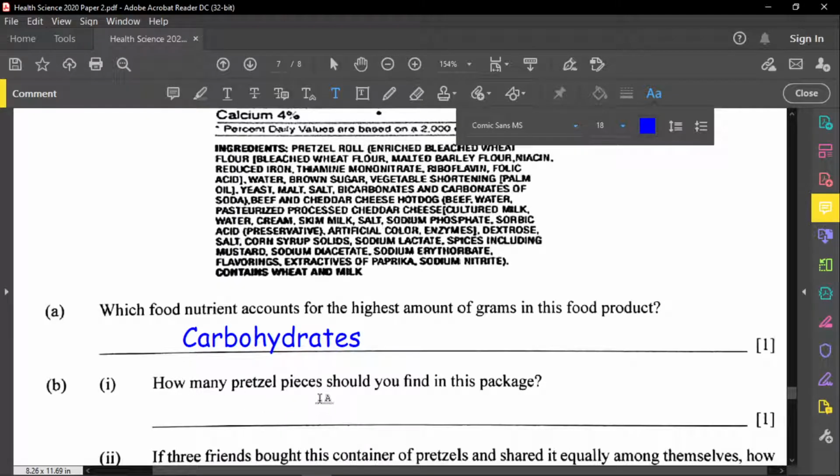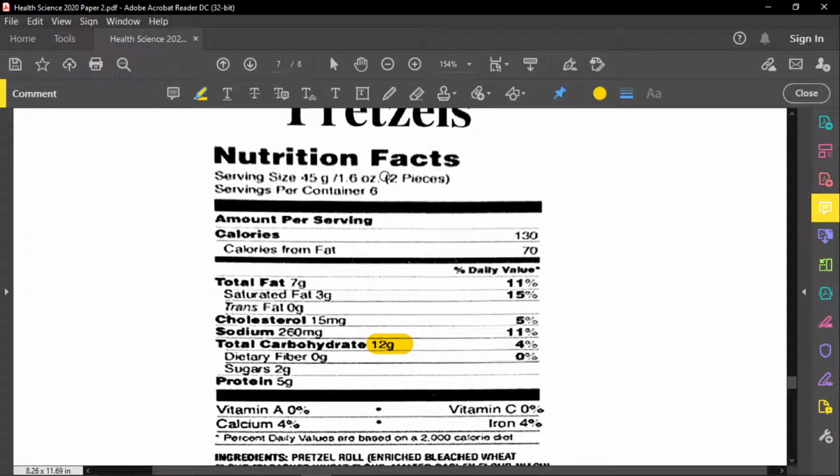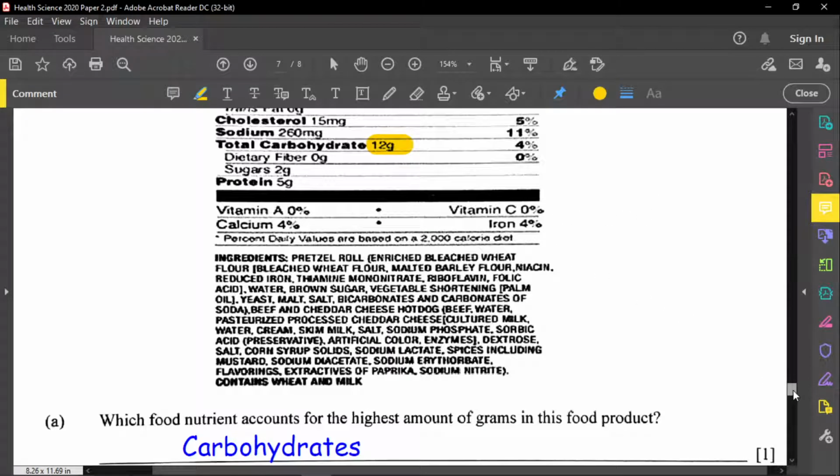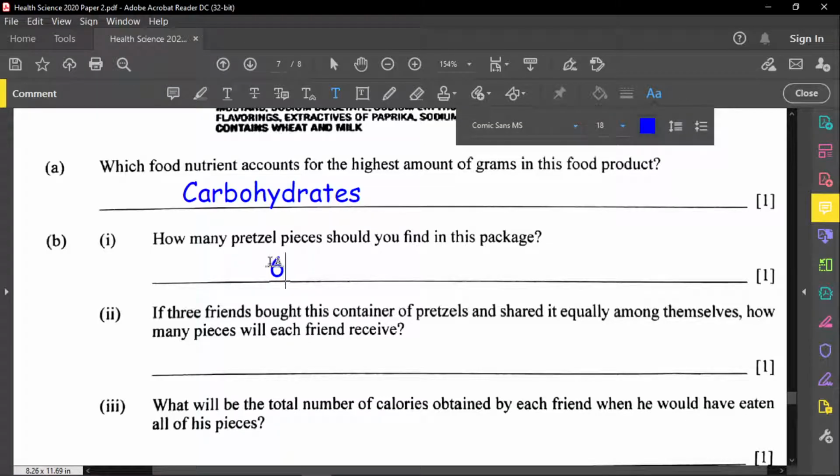All right, this is how many pretzel pieces should you find in this package. Let's go back to the top again. And right here, which is giving you a clue, matter of fact, let me point this out. It says serving size is 45 grams or 1.6 ounces, 2 pieces. But it's servings per container, which means that each container contains 6. So there are 6 pieces in the container. But for each serving, it gives you 2 pieces. So be careful with that. And so here we'll find 6 pieces inside this container.